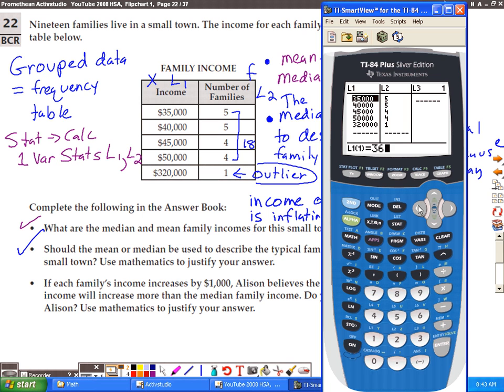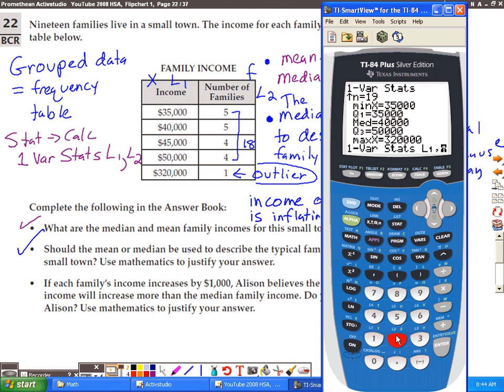So 35,000 becomes 36,000. 41,000, 46,000, 51,000, and 321,000. And then we're going to go back to stat, calc, 1 var stats, second L1, comma, second L2.